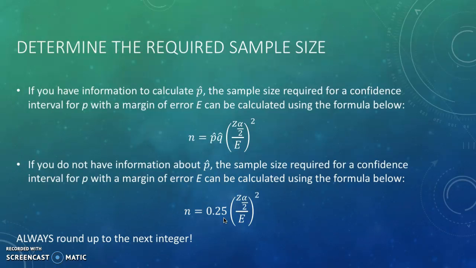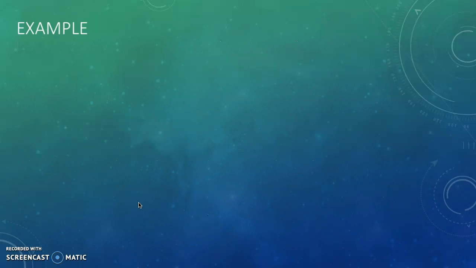You always want to round up, so like if I get that the answer is 18.02, I still need to round up to 19 individuals, because if I only use 18, then I decided that 0.02 wasn't really important. I'm going to end up with an n times p times q that's less than 10, so I wouldn't be able to make a confidence interval.